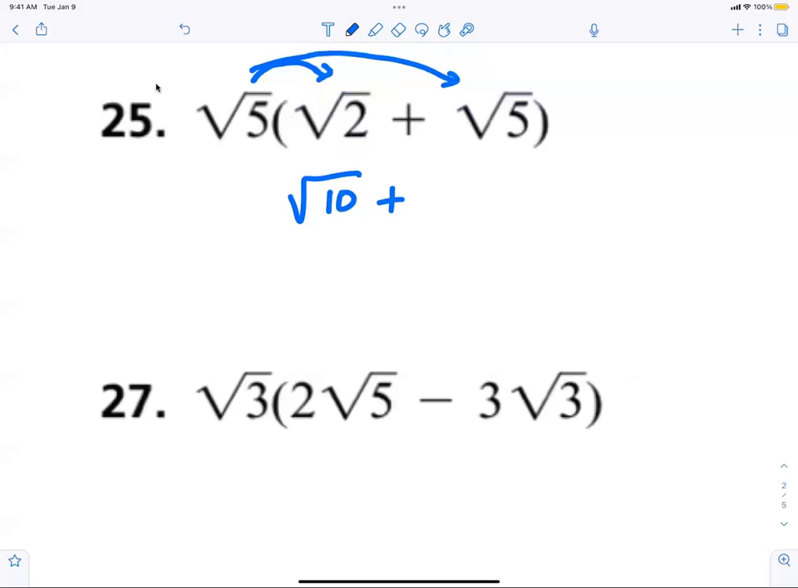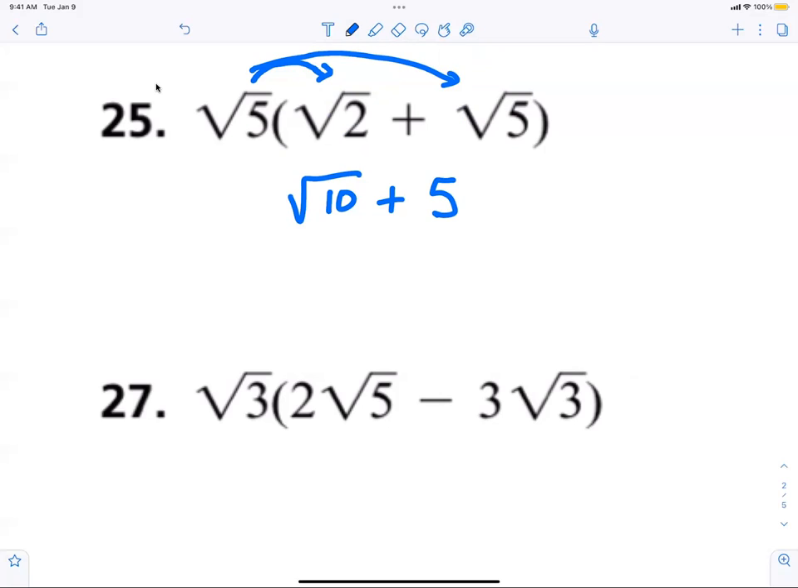Plus what? Someone help her. 25. Someone help him. 35. Thank you. Who said that? Me. Good job. Square root of 10 plus 5.